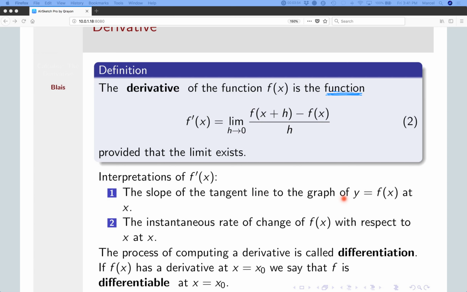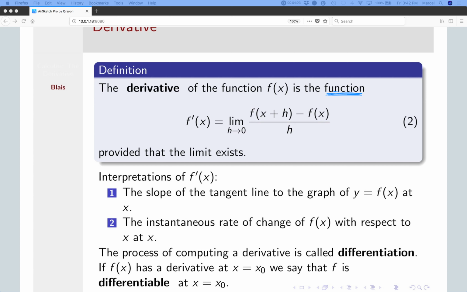And we have the same interpretations. F prime of x gives you the slope of the tangent line to the graph of y equals f of x at x. And it's also the instantaneous rate of change of f of x with respect to x at x. And it's a key thing to note here that this derivative, if it exists, gives us a new function.